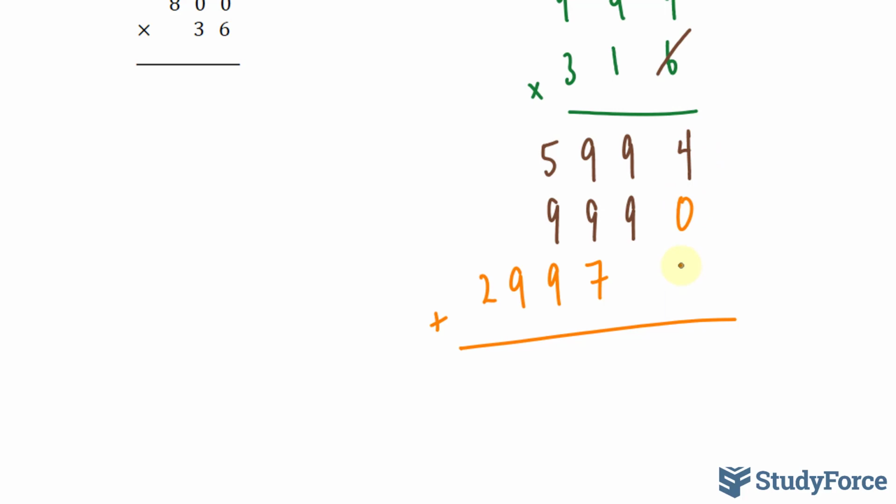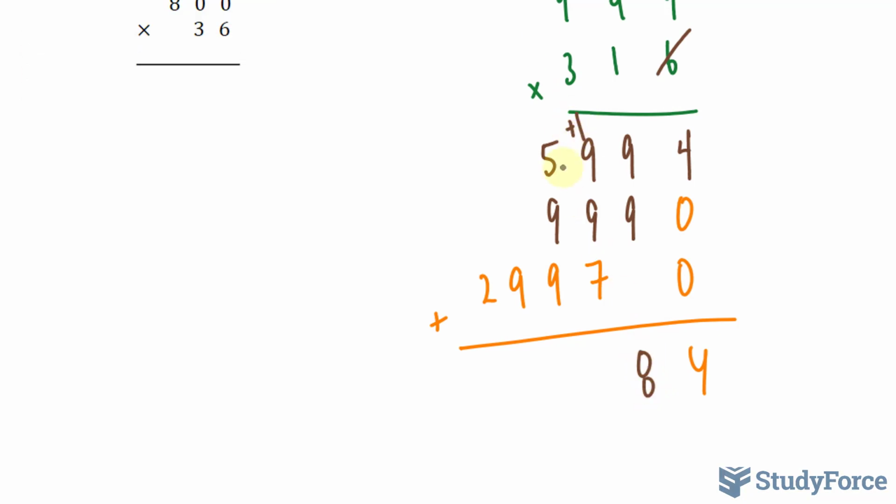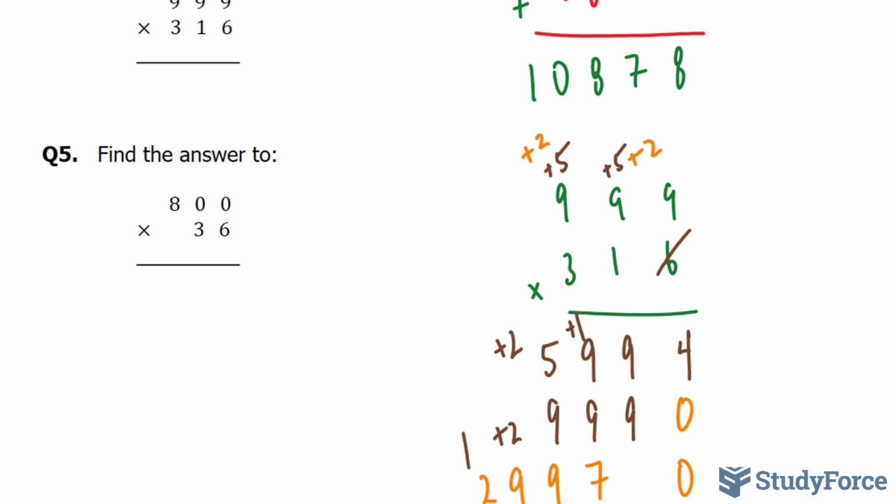4 plus 0 is 4. 9 plus 9 is 18. I'll place the 8 over here and plus 1 as a reminder up here. 9 plus 9 is 18. Plus 7 is 25. Plus 1 is 26. Plus 2 as a reminder. 5 plus 9 is 14. Plus 9 is 23. Plus 2 is 25. 9 plus 2 is 11. And we have 3. So our final answer is 315,684.